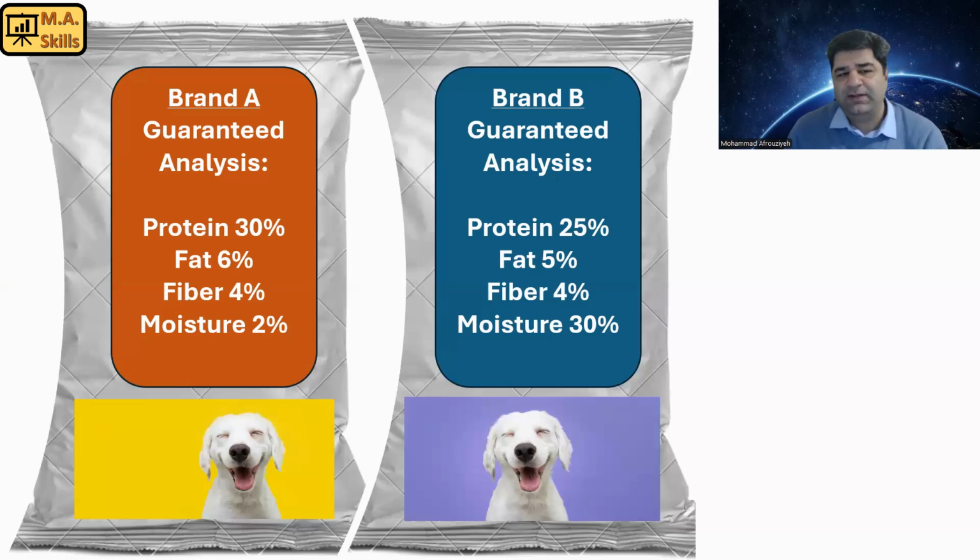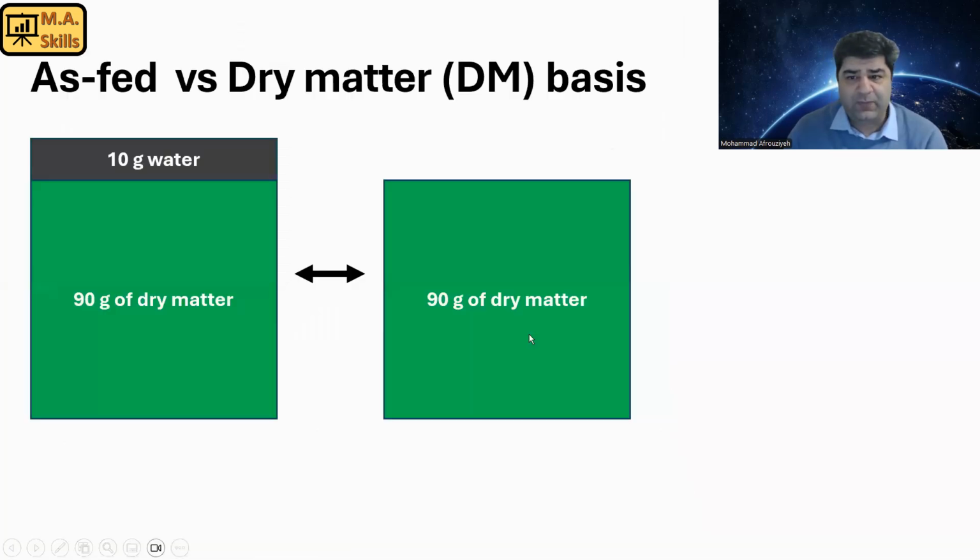So here, as you can see, brand A food looks like it has more protein, like 30% protein compared to brand B, which is 25%. But their moisture level is different, right? So we need to do some calculation to understand this better. But before diving into the calculations, let's talk about as fed versus dry matter.